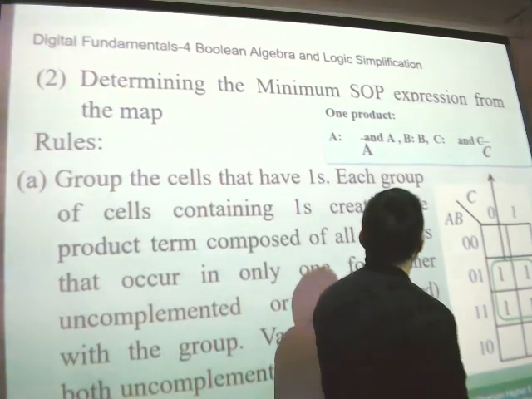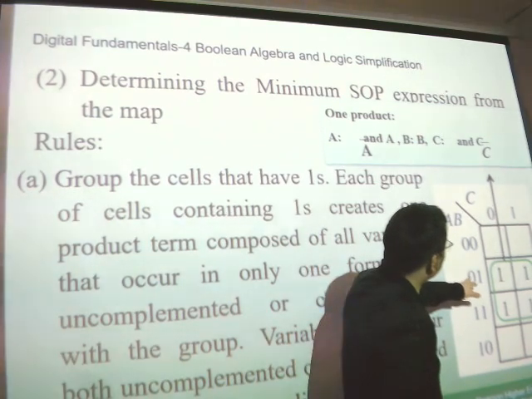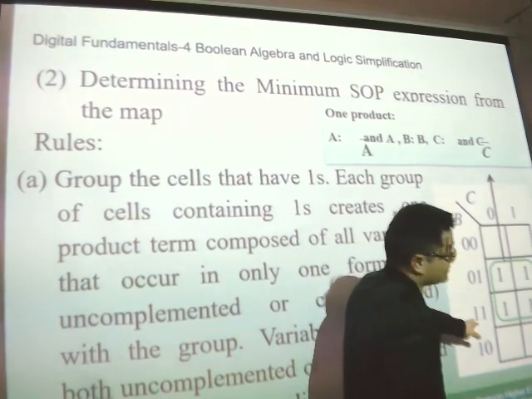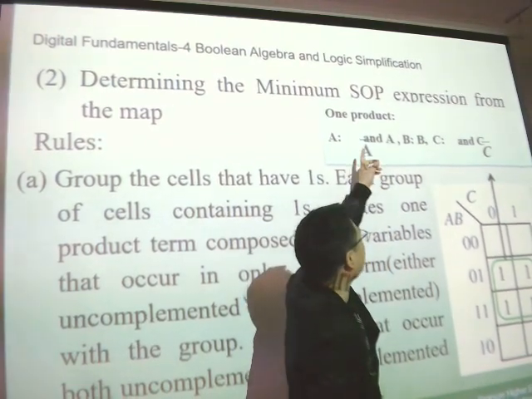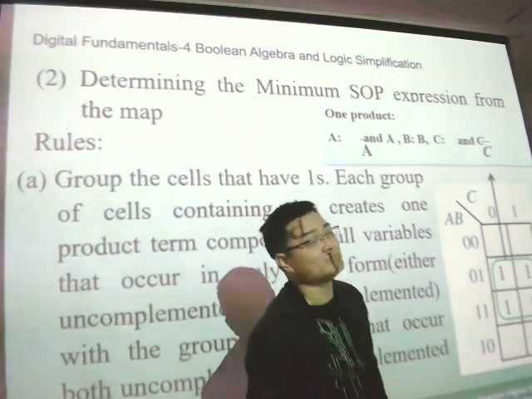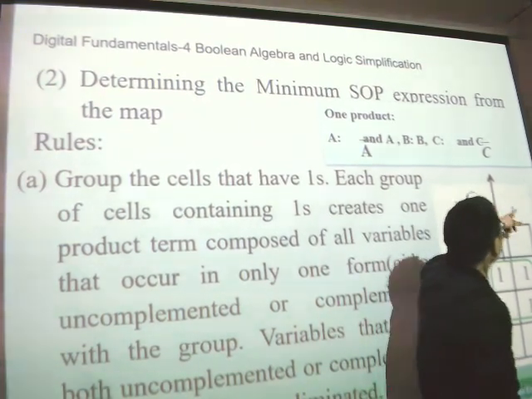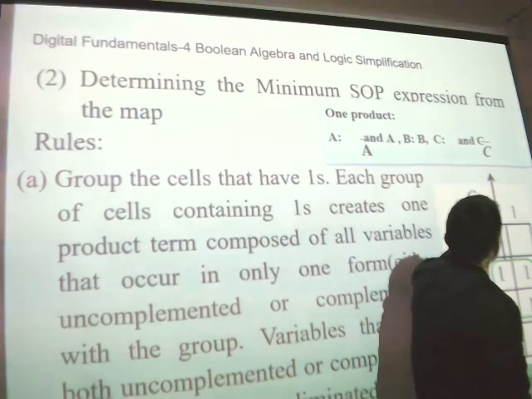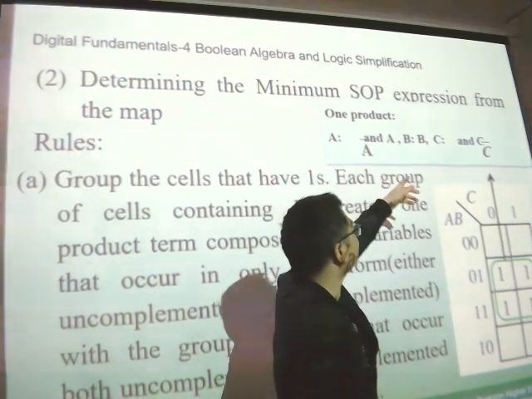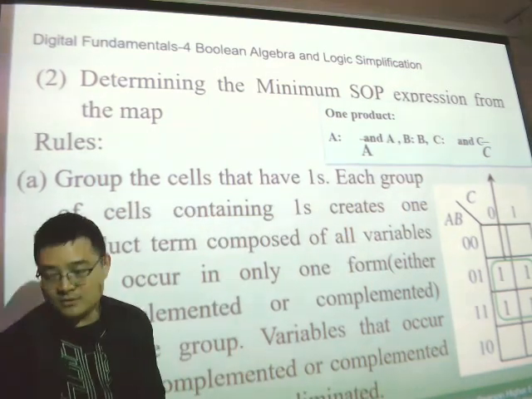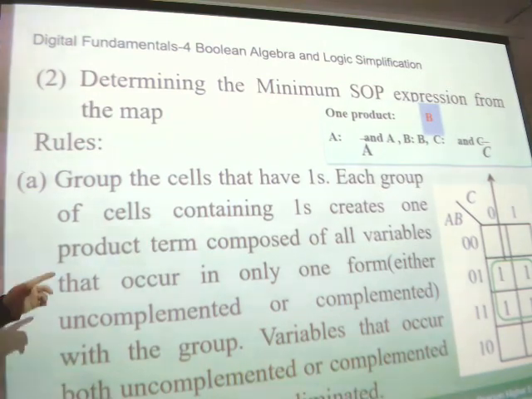Because this is A bar, this is A. So A bar plus A equals 1. This is C bar, C. So C bar plus C also equals 1. So the product term only contains B.